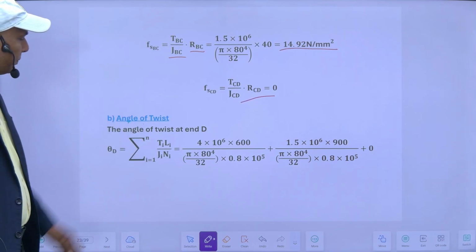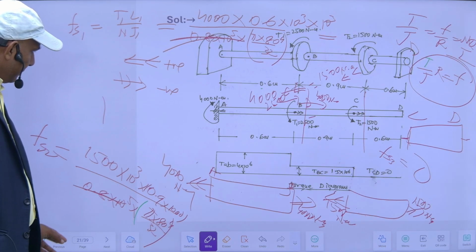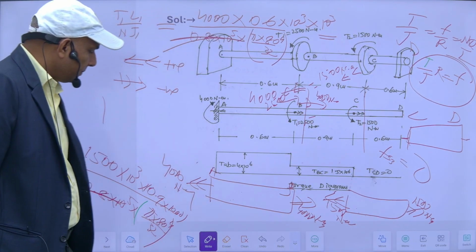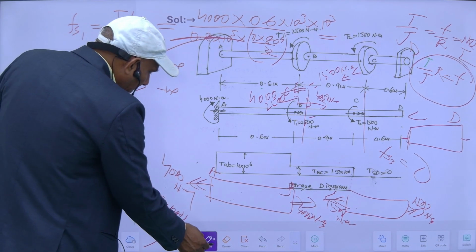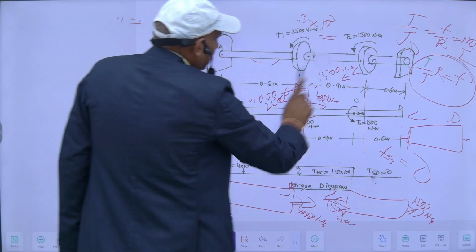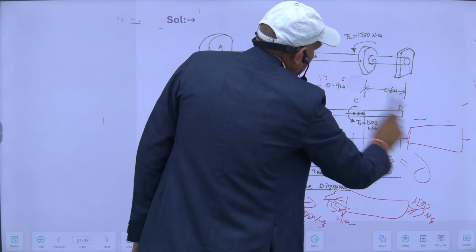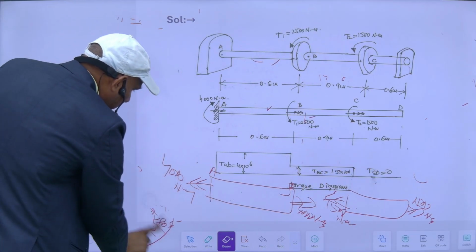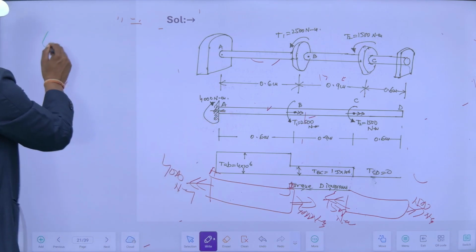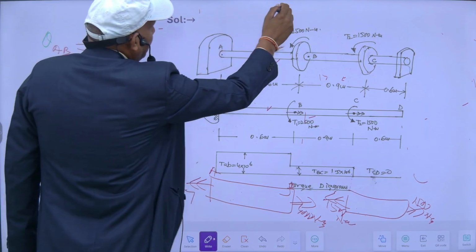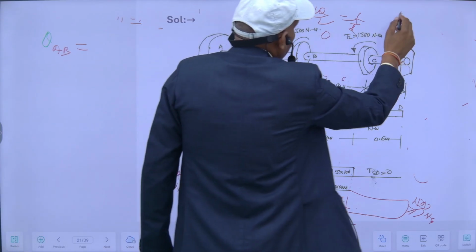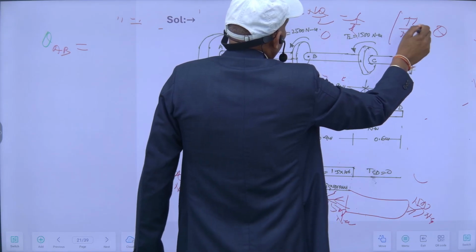Second thing is the angle of twist. So angle of twist at D portion means here it will be theta 1 plus theta 2 plus theta 3, sum of all these things. So this is the free body diagram here. So theta of AB portion will be equal to, as the formula is, T upon J is equal to N theta upon L is equal to F upon R. So this theta will be equal to TL upon NJ. So this will be my formula.